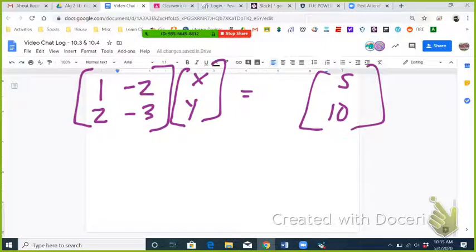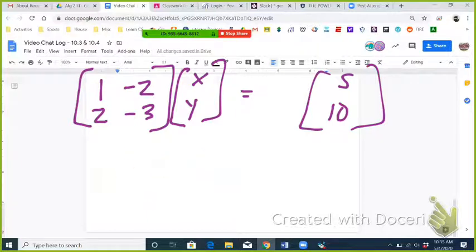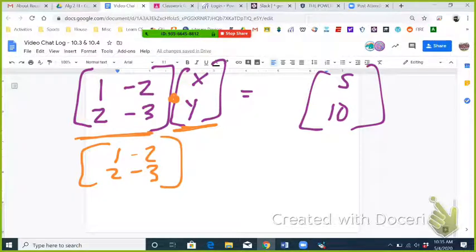Okay, now if this was a regular equation, like 2 times x equals 8, and we have to get x alone, we could just divide both sides by 2. Get x alone, and you get x is 4. Okay, in this case, although this is our unknown, these two variables, and they're being multiplied by another matrix, we cannot divide by matrices. That's not an operation with matrices.